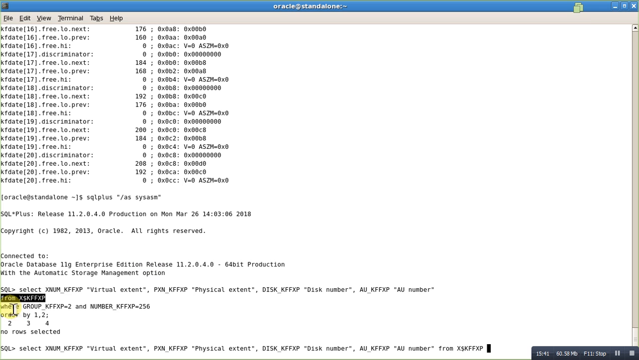So our group number is 3. So I'll correct this query by updating the value to 3. And our file number is 256.